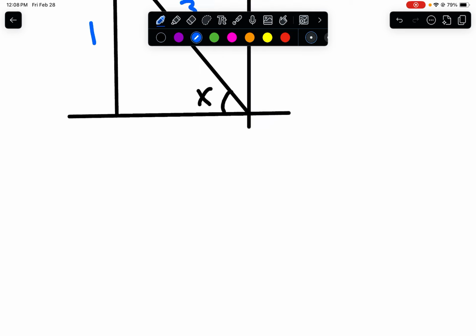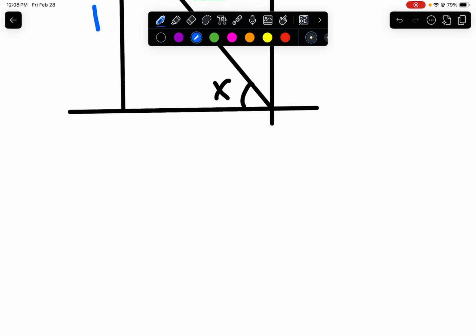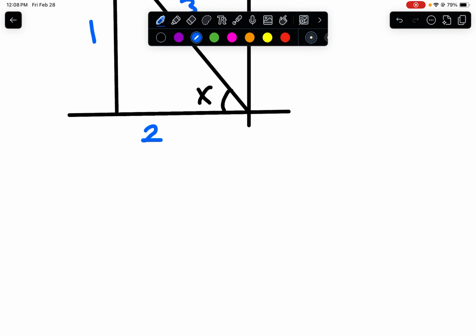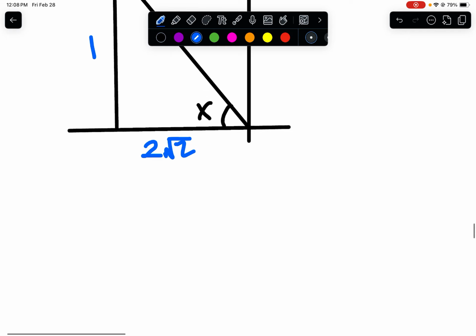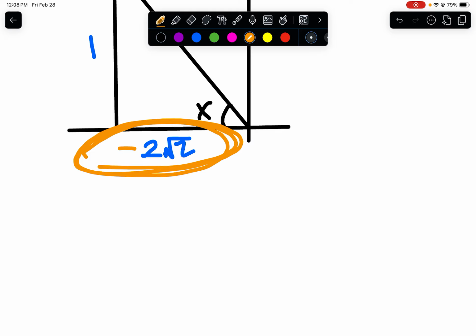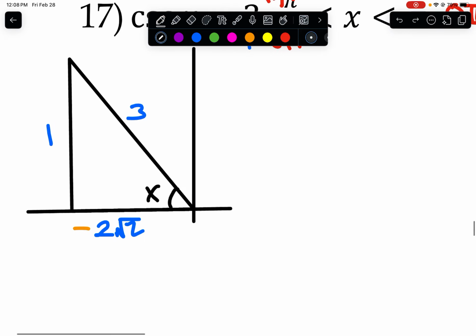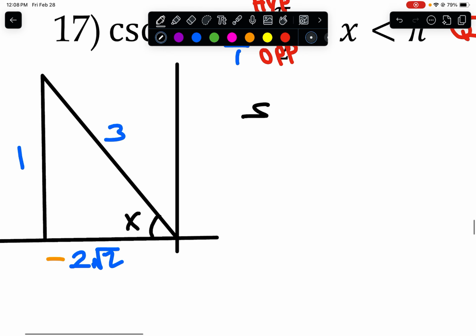So for this x value here, yes, I know it's going to be 2 root 2, but what you need to remember is that we're working in quadrant 2. Quadrant 2 is negative, so we have to make sure that we remember to include that negative. Now that I have all the sides of my triangle, I'm ready to actually fill in the ratios.